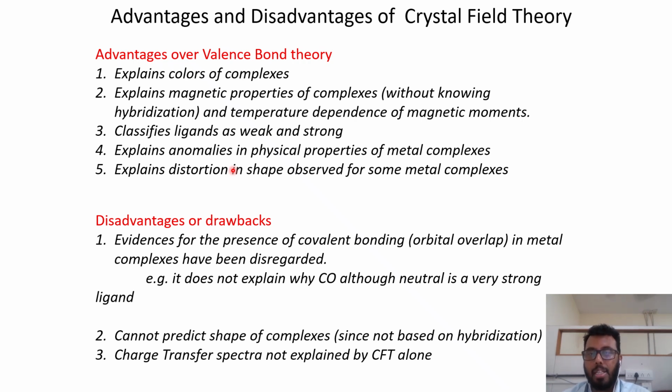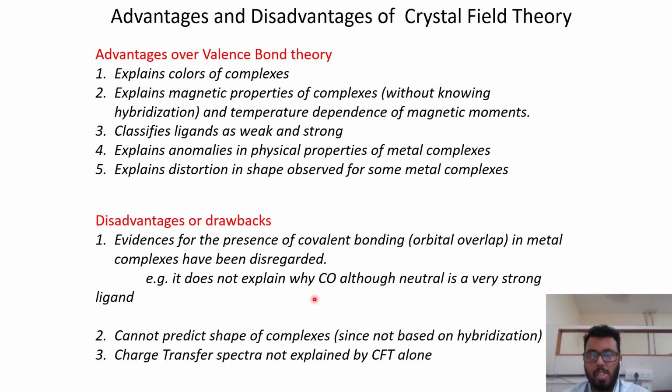It classifies ligands as weak and strong. We have seen the weak ligands, the halogens or halides, and the strong ligands, cyanide and carbonyl. So you can classify based on the strength of the ligand. That is what the spectrochemical series is about. We have discussed that one. And then it explains the anomalies in physical properties of metal complexes, like the color and the solubility, etc. And also it explains the distortion in shape. When the ligands are very strong, they can be pushed further apart due to the crystal field splitting, and this can lead to distortion in shape in the metal complexes.